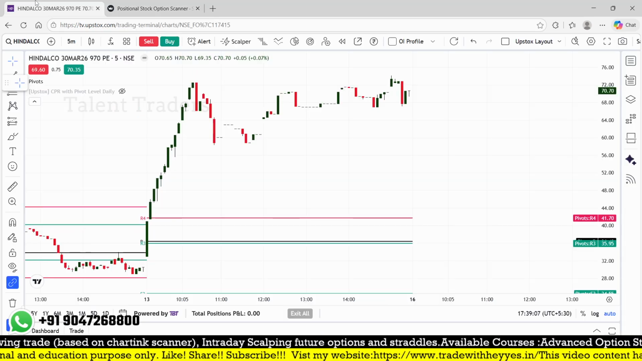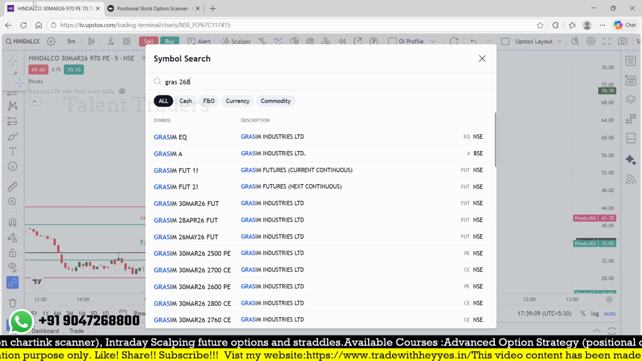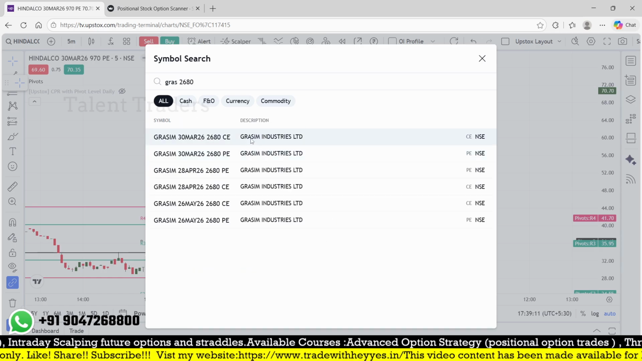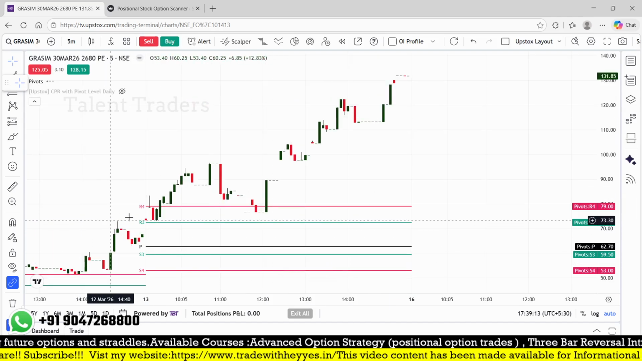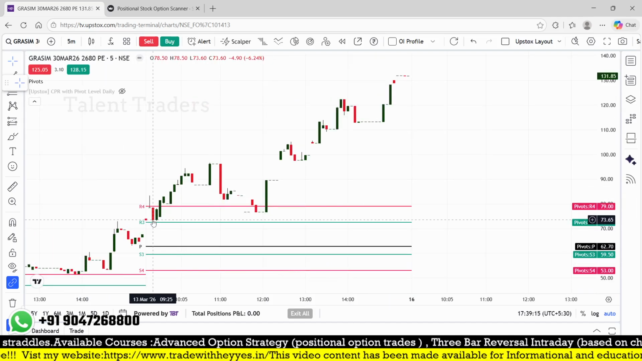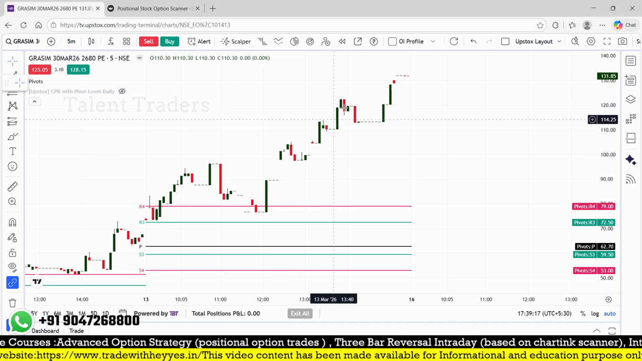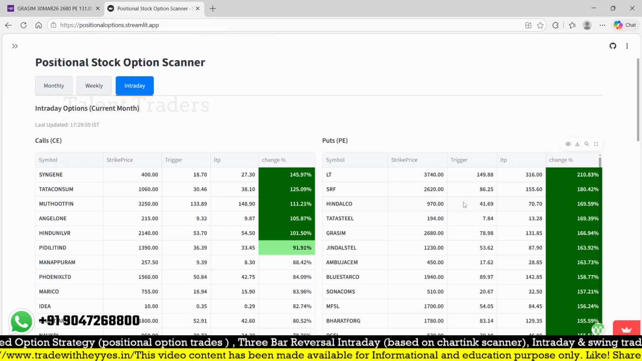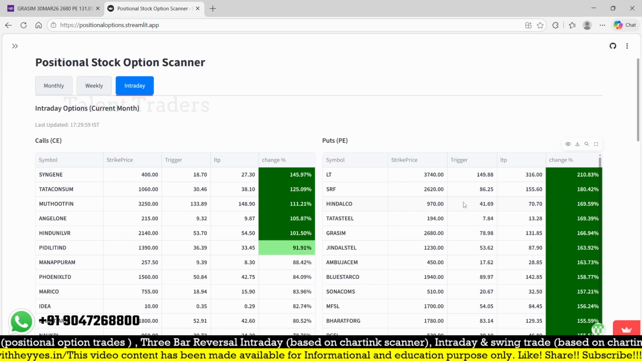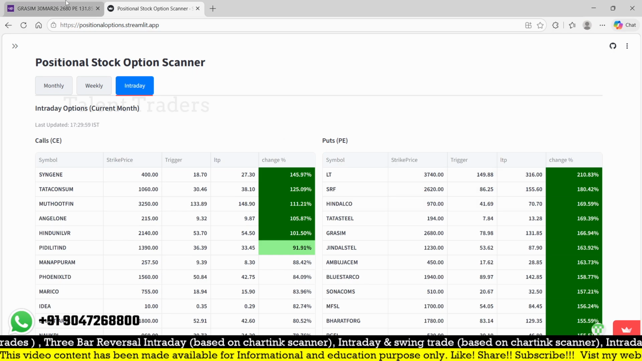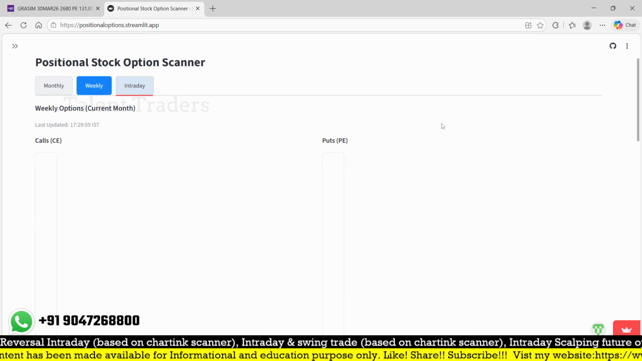Grasim 2680. It's the end of the market, and it's Saturday when we are recording this video. So here 1, 2, 3, this is the third candle. It is less than, and then it is a breakout, and finally it moves well. Okay, so this is the logic we use in intraday, the Camarilla R4 breakout. And weekly is entirely different.